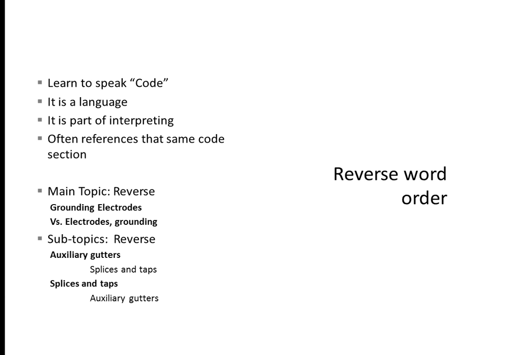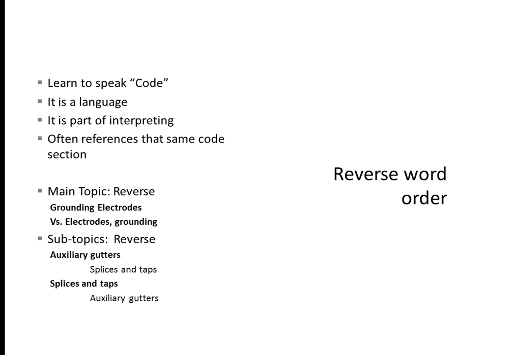Also, to reverse the word order is another strategy. This is called speaking code. Code is a language. It's part of the interpreting of the code. And often the same section will be referenced whether the word order is one way or the other. For example, grounding electrodes versus electrodes grounding may reference the same section of the code book.